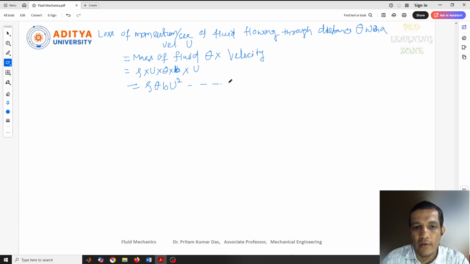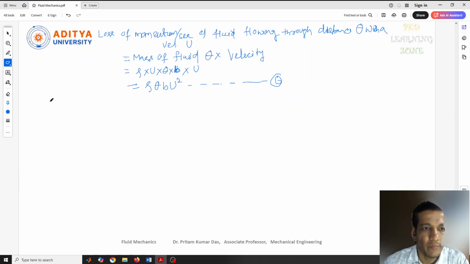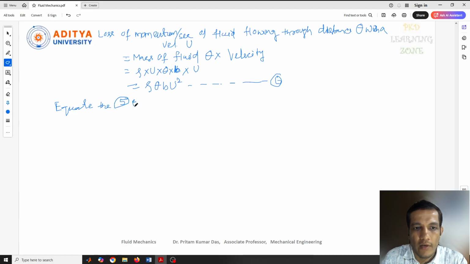This one we can give as equation 6. Now just equate this equation with the previous equation we got, the fifth. Very simple: equate the fifth and sixth equations. Then what can we write here?